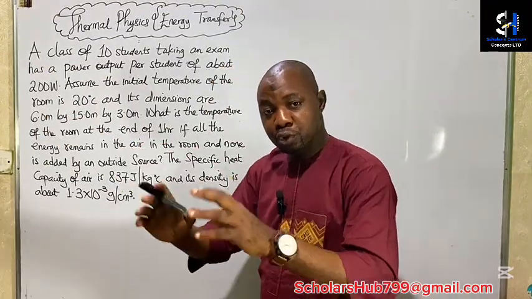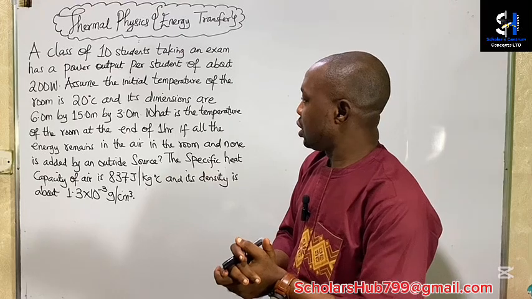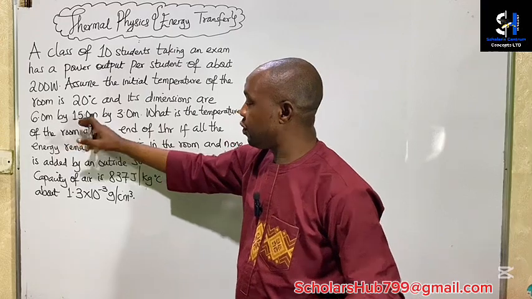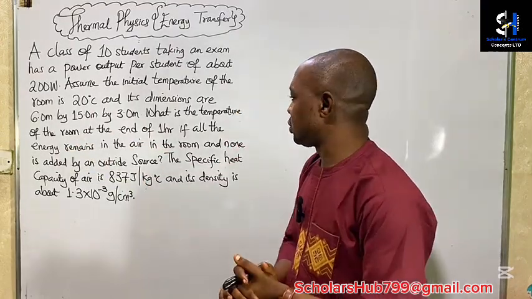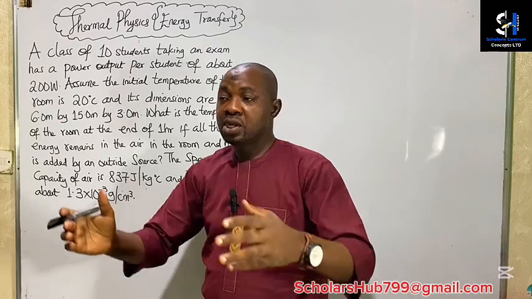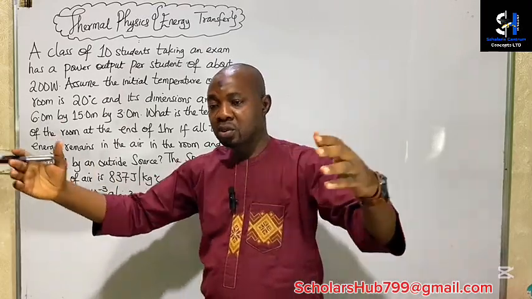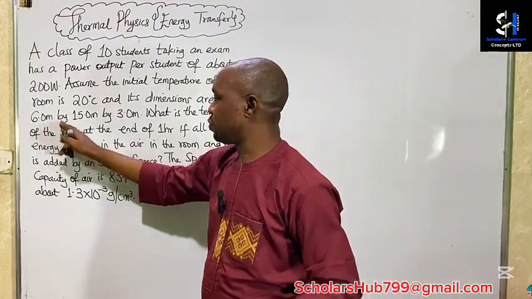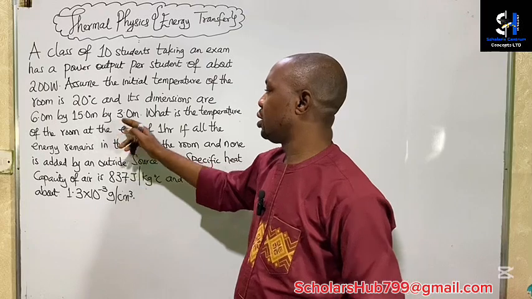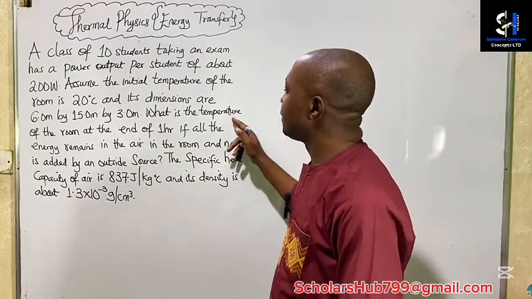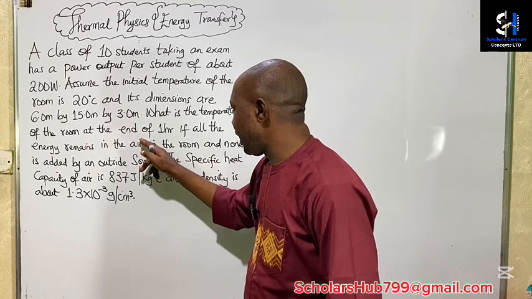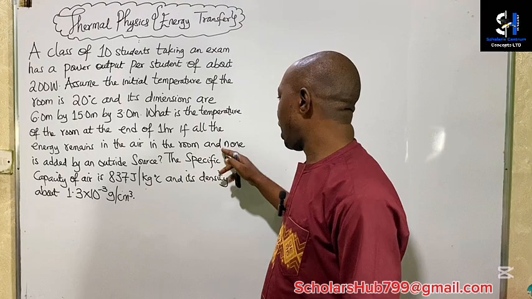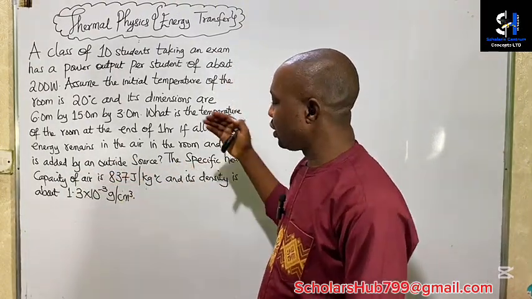So which means the temperature of the room is 20 degrees Celsius, and its dimensions are 6.0 meters by 15.0 meters by 3.0 meters. So that means the dimension of the room, just like the volume: the length, the width, and the height, is given as 6.0 meters by 15.0 meters by 3.0 meters. Now what is the temperature of the room at the end of 1 hour if all energy remains in the air in the room and none is added by an outside source?